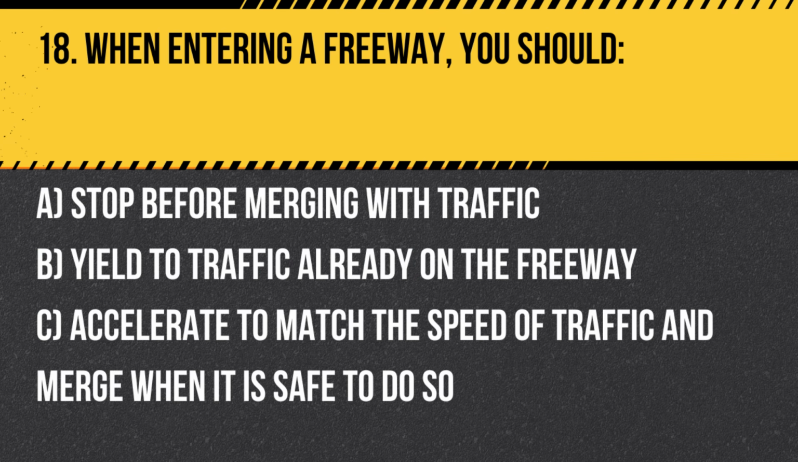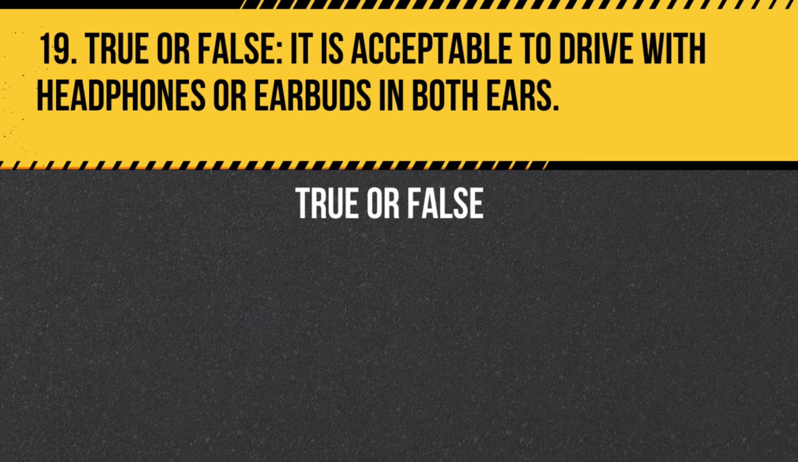Question 18. When entering a freeway, you should: A. Stop before merging with traffic. B. Yield to traffic already on the freeway. C. Accelerate to match the speed of traffic and merge when it is safe to do so. Answer: C. Accelerate to match the speed of traffic and merge when it is safe to do so. When entering a freeway, speed up to match the flow of traffic and merge into a gap when it is safe.